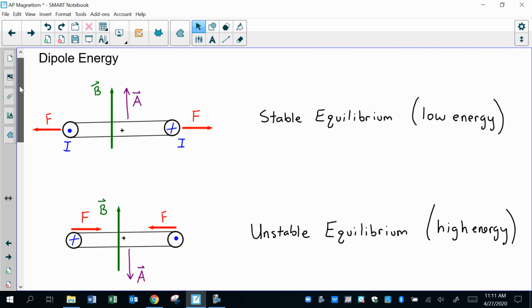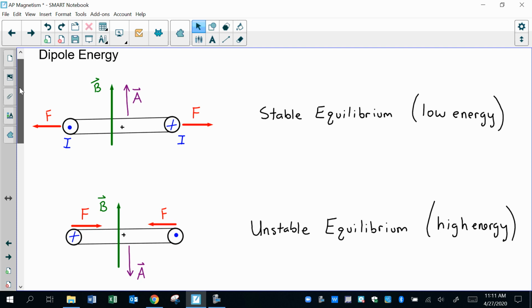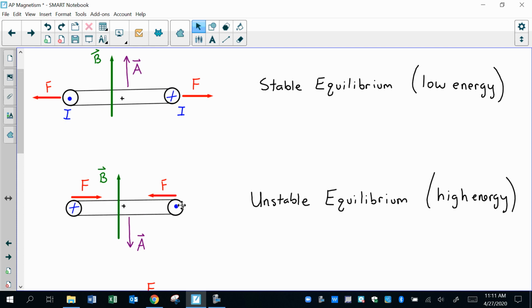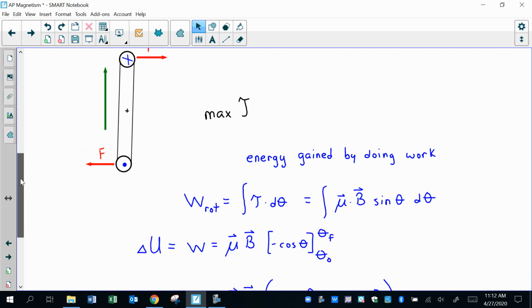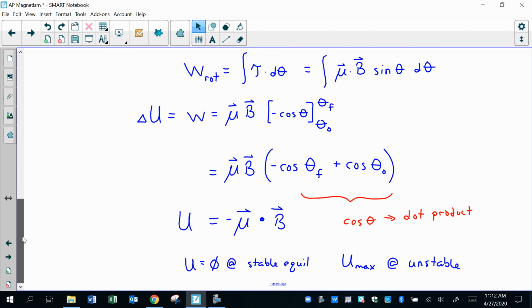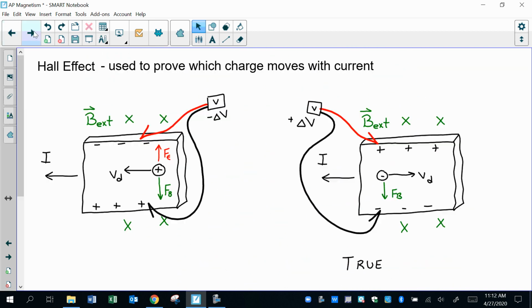Dipole energy, so we've got stable versus unstable equilibrium. These two red arrows are causing it to stay where it is. I can balance out these two red forces perfectly, but as soon as I displace them a little bit, this red arrow is going to cause it to rotate around, as will this one. So we've got stable and unstable equilibrium, and ways to calculate that. So not entirely unlike electric fields.